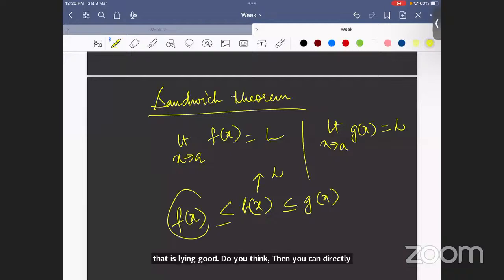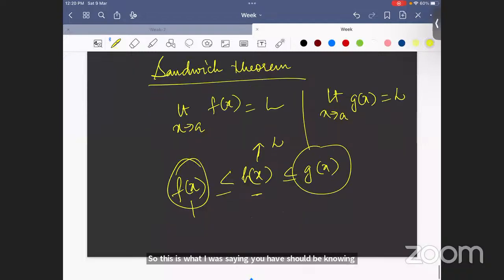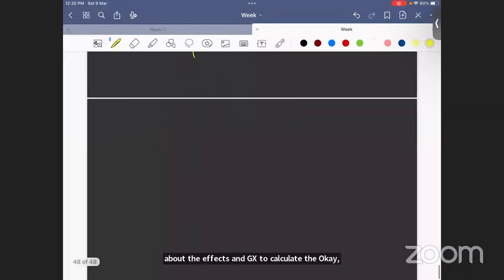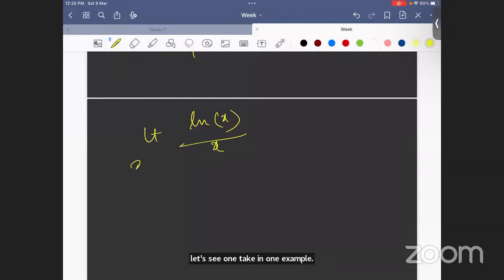So this is what I was saying. You should know about f(x) and g(x) to calculate the limit of h(x). Okay. Now let's take one example: ln x upon x, limit as x tends to 0. For this function, I can think of two different functions.